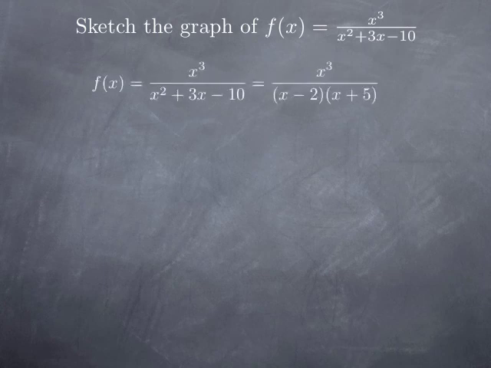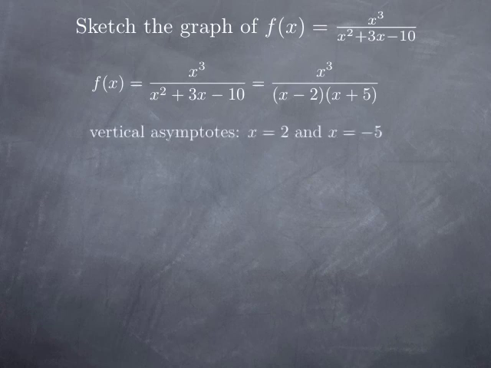And here, if we factor the bottom to see where the bottom is 0, it factors as x minus 2, x plus 5. The top, x cubed, is not 0 at 2 and not 0 at negative 5. Therefore, we have vertical asymptotes x equal 2 and x equal negative 5.